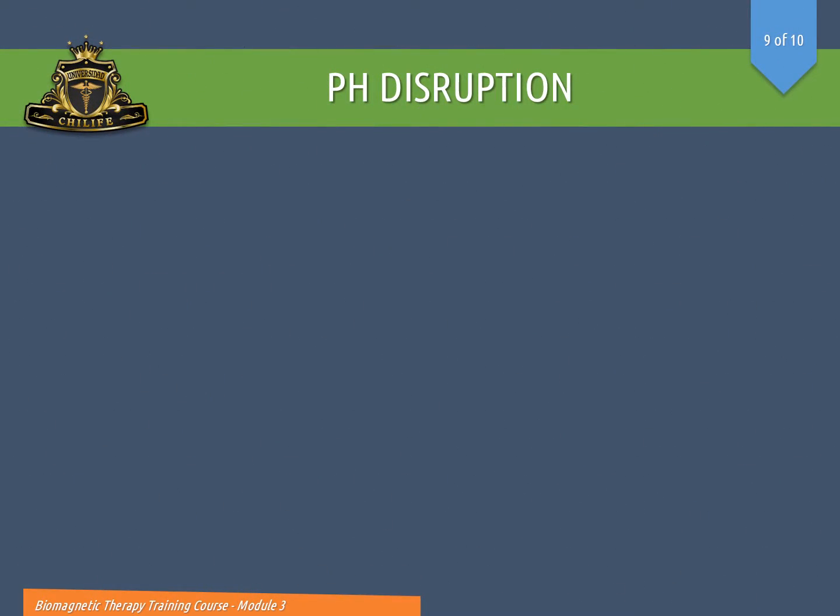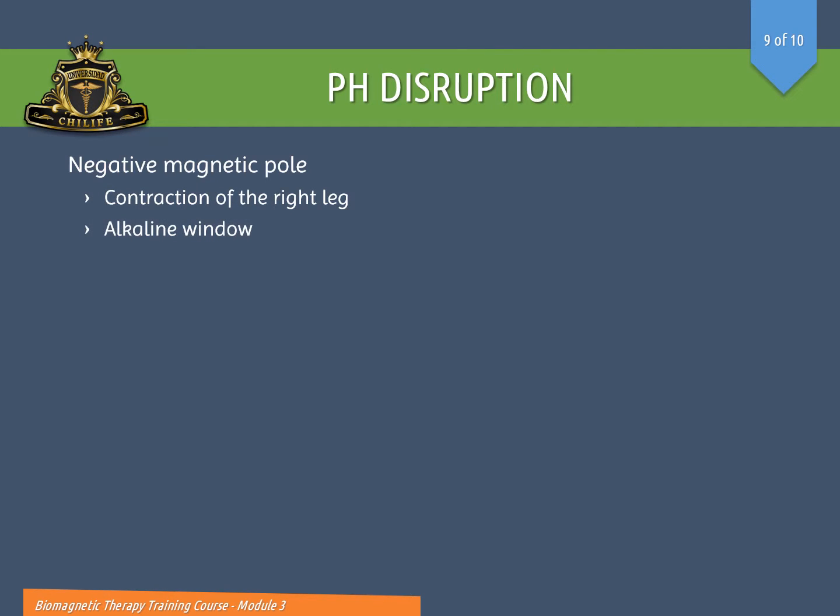pH disruption. Through the use of magnets, we are able to modify the body's pH value to alkaline. Usually, when we place the negative side of a magnet on the body, the right leg contracts, which opens a window for alkalinity, in which bacteria and parasites can be eliminated, since they thrive in an acidic environment, unlike fungi and viruses, which thrive in an alkaline environment.